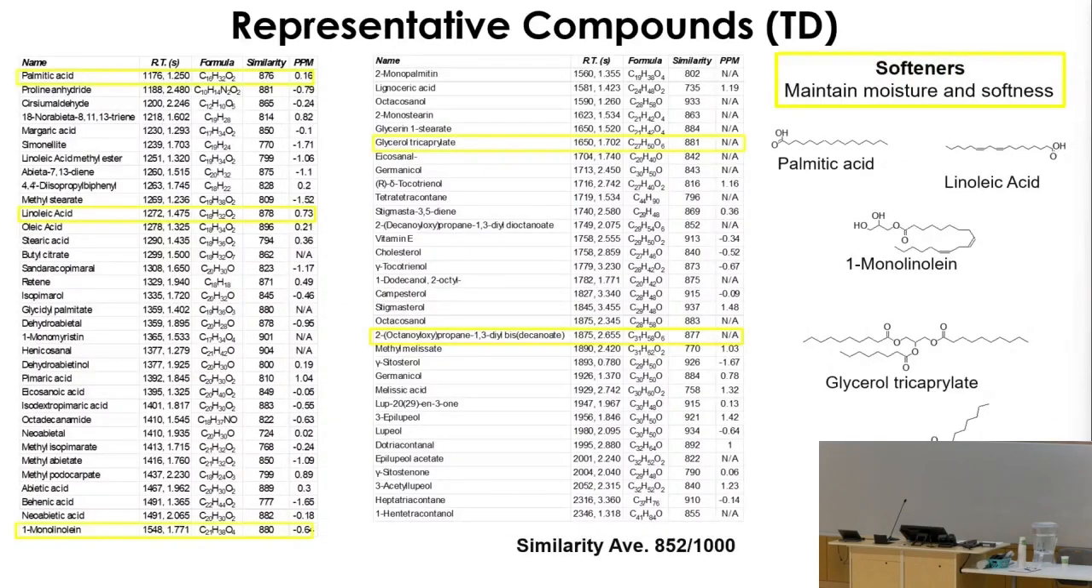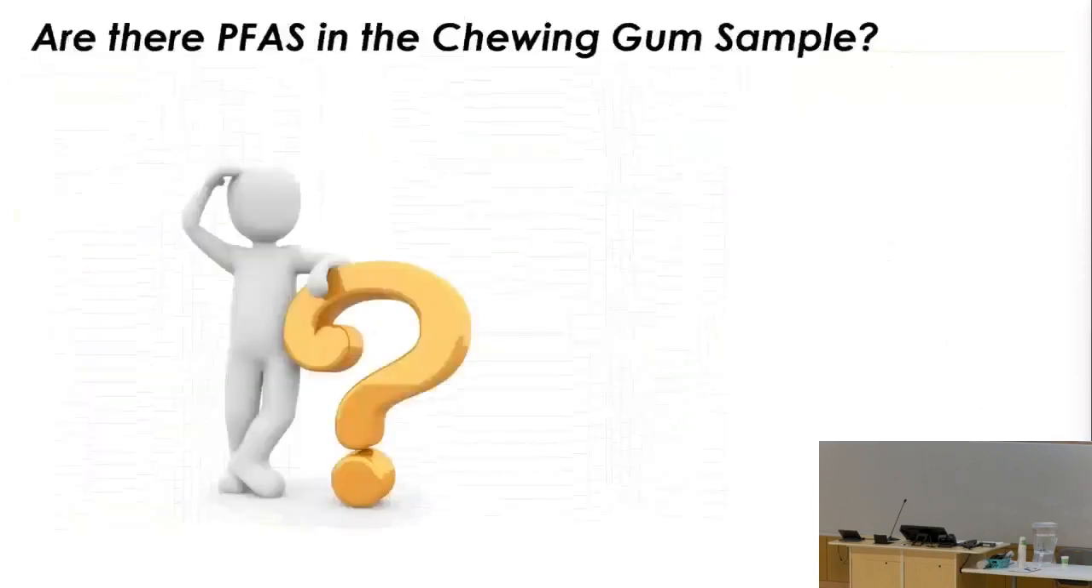The gum has to be soft, hopefully, right? After you chew it for a while, you don't like hard gum. Maybe some people like hard gum. Glycerol tends to be a softener as well as glyceride. So I'm showing a monoacylglyceride as well as a couple of triacylglycerides and associated fatty acids.